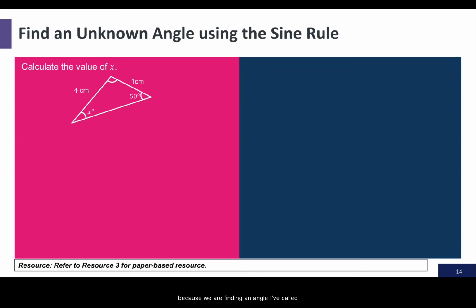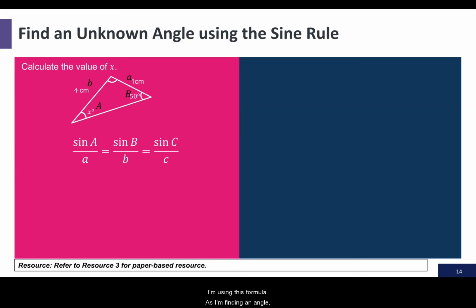Now, because we are finding an angle, I've called the x angle capital A. Therefore, the 1 centimeter side is lowercase a. The 50-degree angle is capital B. Therefore, the 4 centimeter side is lowercase b. I don't need to label the other angle or the other side in this question.